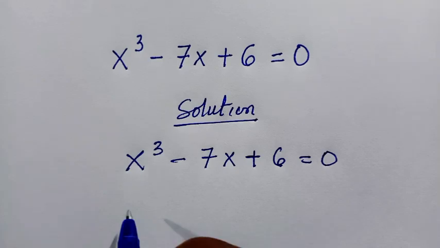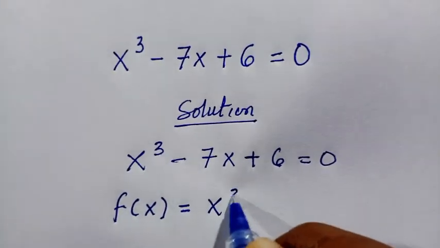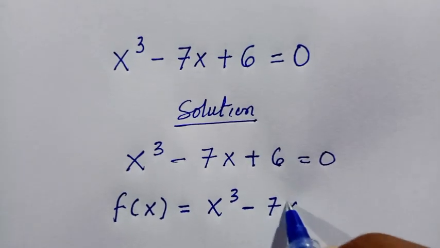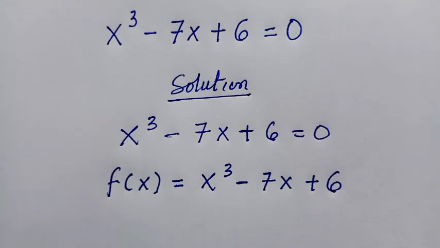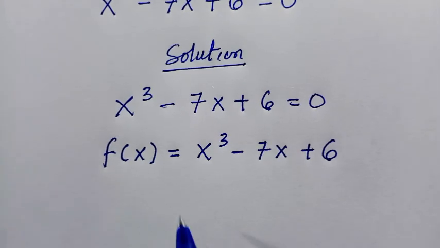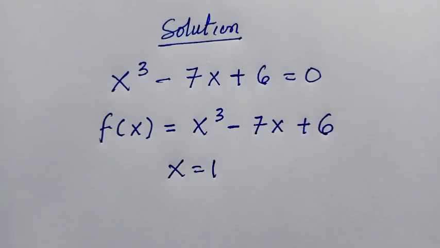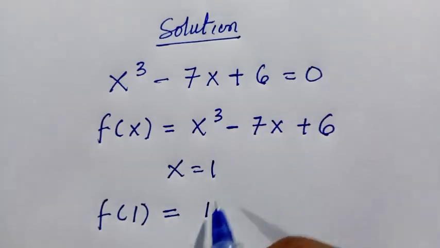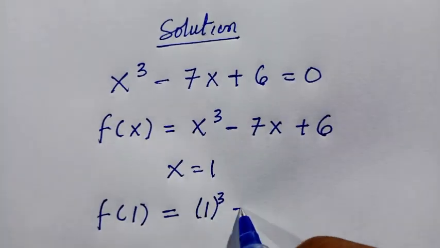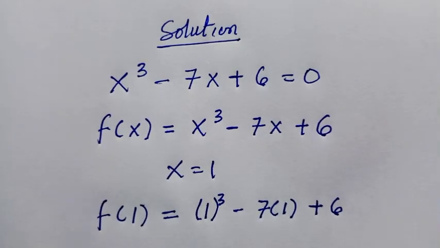Suppose we define a function f of x equals x to the power of 3 minus 7x plus 6, which is a polynomial function of degree 3. Here we assume x equals 1, because I can see that 1 satisfies this equation. We have f of 1 equals 1 to the power of 3 minus 7 into 1 plus 6.